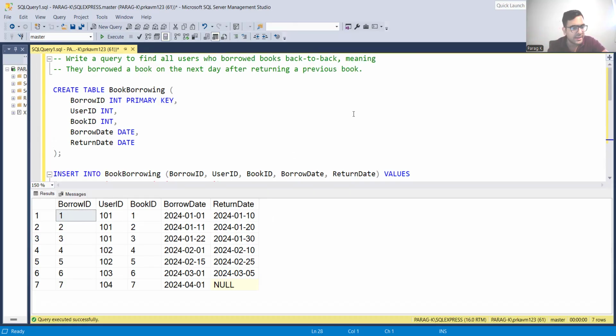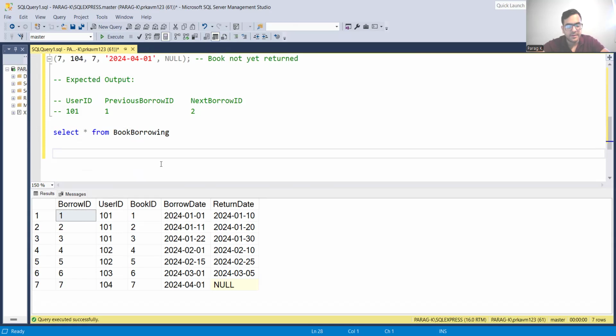But what I want you guys to do is write efficient queries. My goal is to write queries which are faster and can be written without creating a lot of CTEs and unwanted columns. So my goal here is to use a date function to execute this very effectively. So let me go ahead and share the solution.